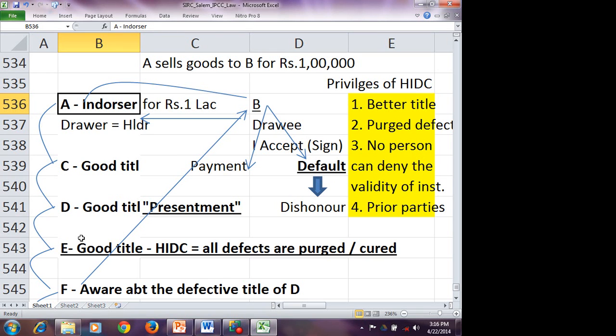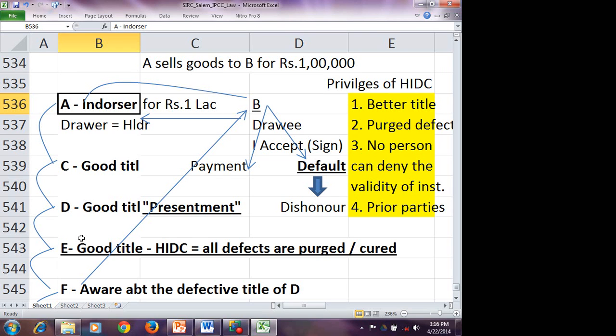Instead of B paying 1 lakh rupees to A and A taking this physically 1 lakh rupees to C and paying this loan, then C issuing a check to D.